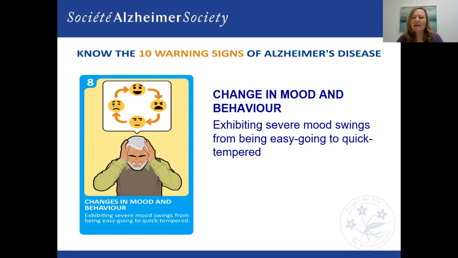The eighth warning sign is change in mood and behavior. Anyone can feel moody from time to time. We all have our moments. But somebody living with dementia is going to show varied mood swings. They're going to be going from calm, maybe to tears, and then to anger for no apparent reason and in fairly rapid succession.